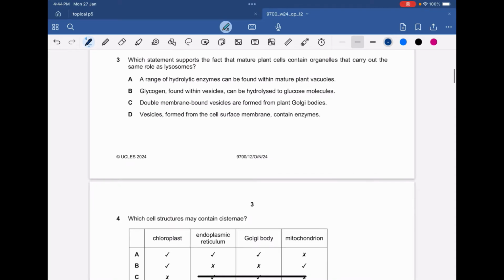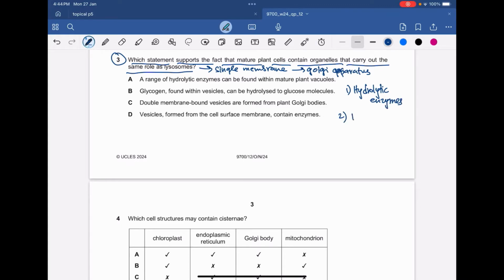Question number 3 is saying: which statement supports the fact that mature plant cells contain organelles that carry out the same role as lysosomes. Lysosomes are single membrane bound organelles, and they arise from the Golgi apparatus. They contain hydrolytic enzymes which carry out hydrolysis, and they contain hydrogen peroxide which is toxic to the cell.